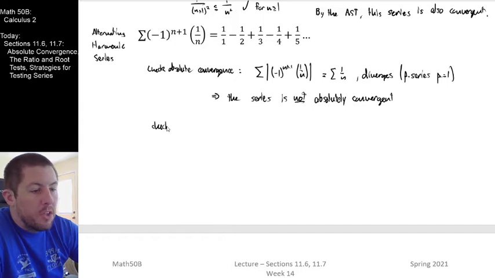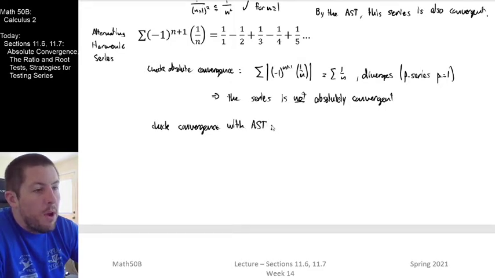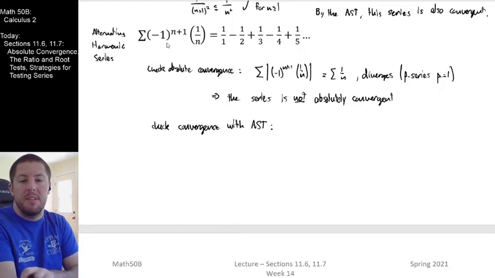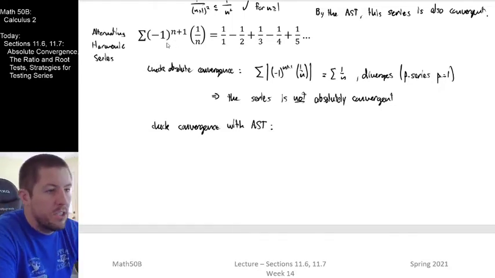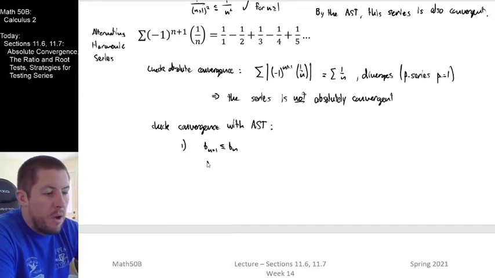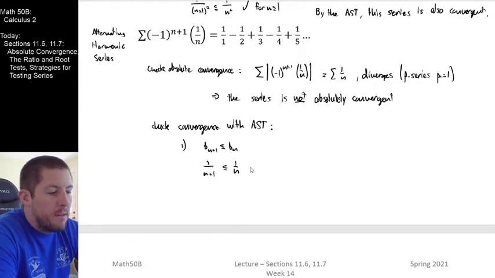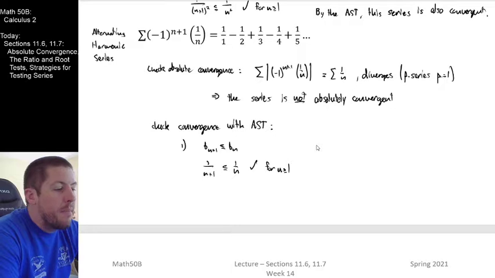But what about regular convergence? Well, I'm noticing that this is in the perfect format for the alternating series test, so I'm going to go ahead and check that out. What we can see here is that we want to check 1, is b sub n plus 1 less than or equal to b sub n? Well, that's just 1 over (n+1) being less than or equal to 1 over n. That's going to be true for n greater than or equal to 1, so I'm good with that.